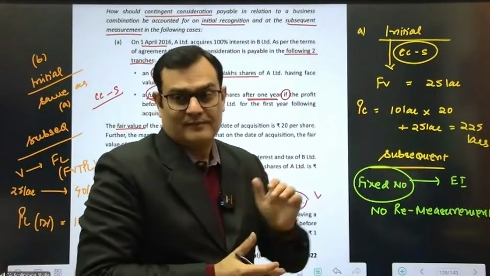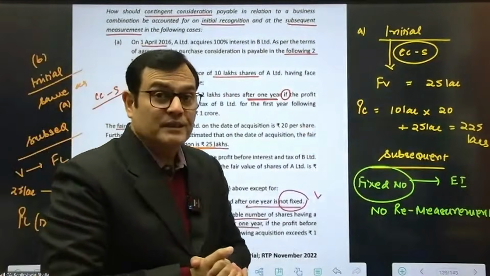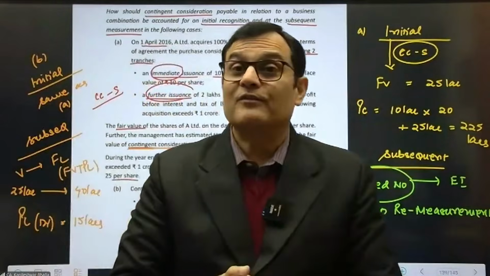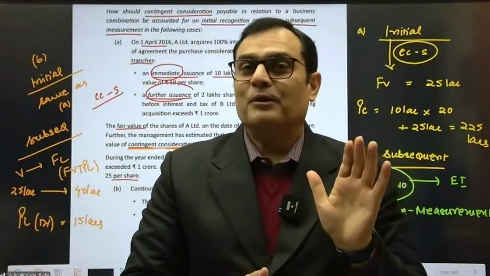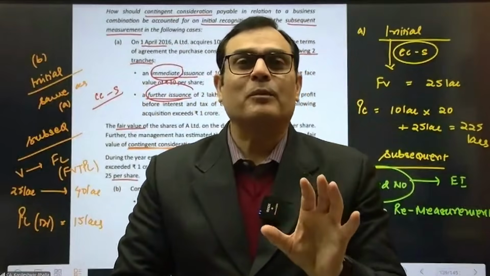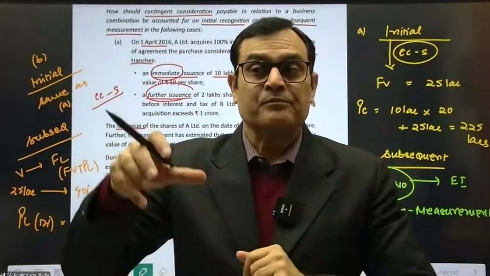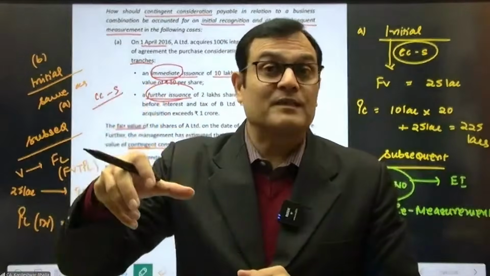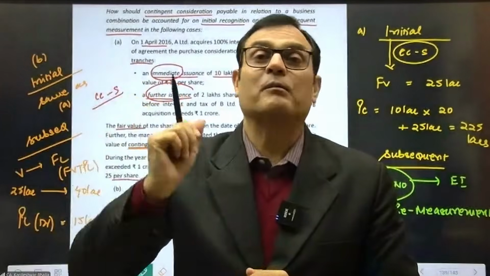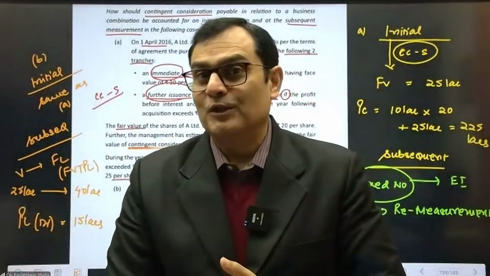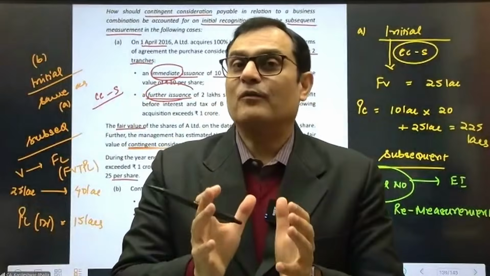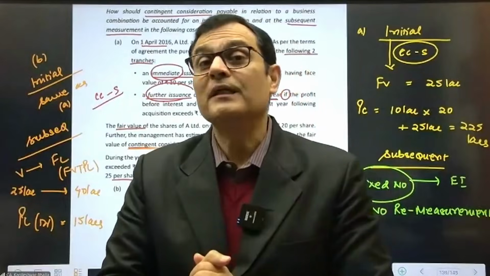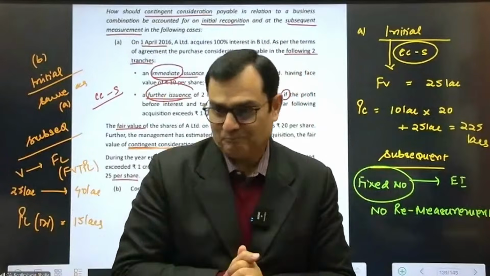Okay, got it. Because when you take the CC, you're not supposed to take the fair value of the shares. No, because whether the consideration will be payable or not, all that has to be assessed. So when you take the fair value of that CC, it incorporates the probability whether it will be paid or not. So that 25 lakhs is the fair value of those 2 lakh shares which will be issued at a future date. Correct.